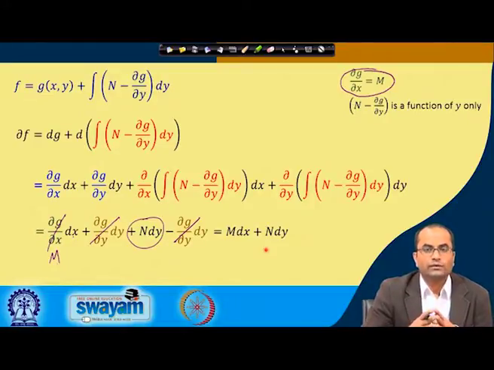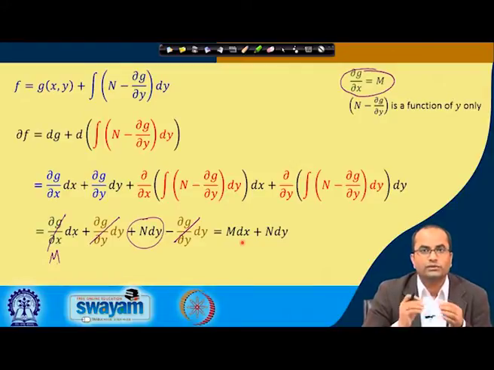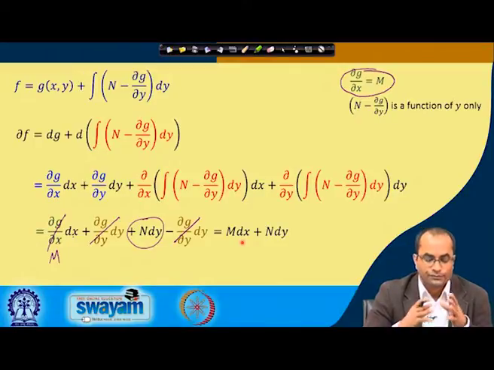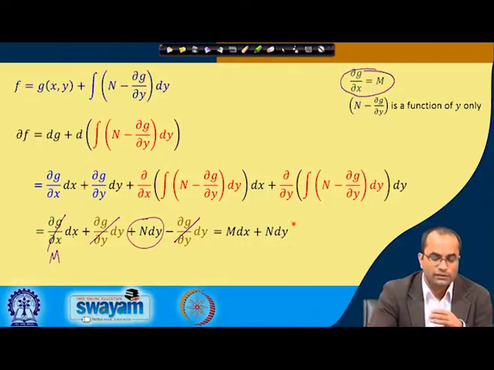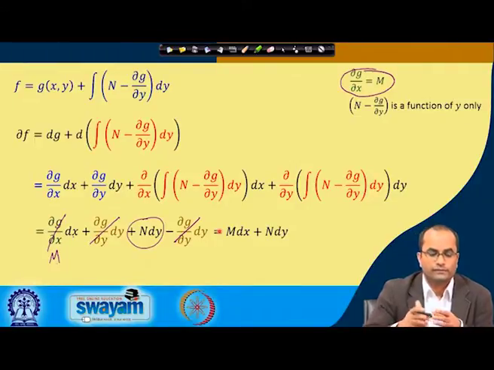So, we have seen that the necessary and sufficient condition for the differential equation m dx plus n dy to be exact is that del m over del y must be equal to del n over del x. We need to check this condition for exactness, and once we know that the equation is exact, we have to construct this f somehow whose differential is the given expression m dx plus n dy. If it is not exact, then we have to find some other way to get the solution of the differential equation.